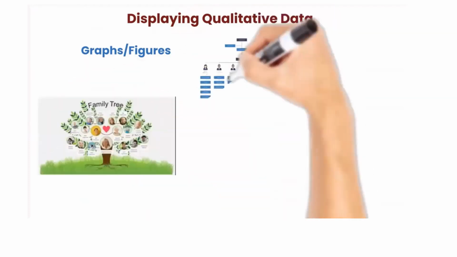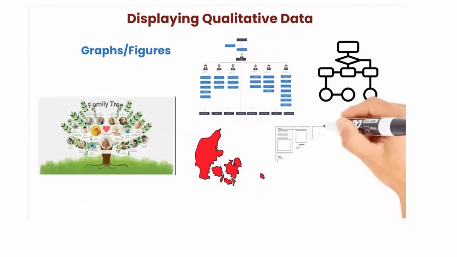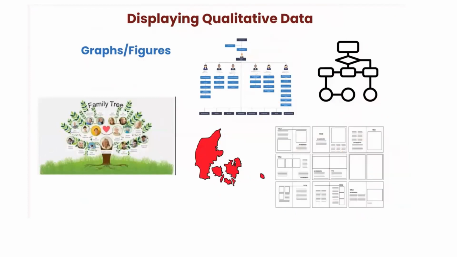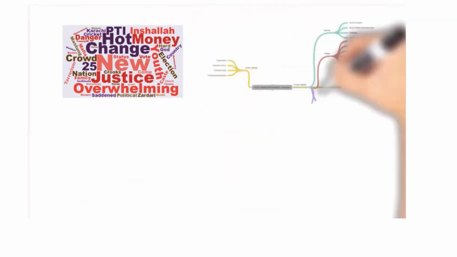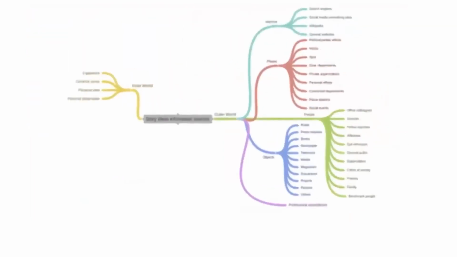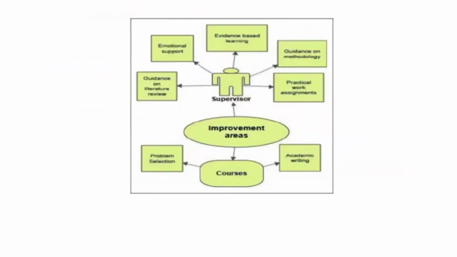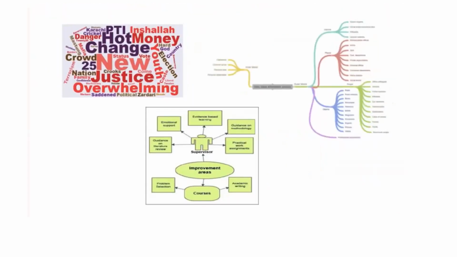Then you can also use graphs and figures for this purpose. Depending upon the nature of your study, you may insert a family tree, organizational chart, flow chart, geographic map, census tract map, or spatial layout of a study area. In this first figure, I displayed a word cloud of a politician's tweet account to know which popular words he said. In the second one, which is a mind map, I displayed how journalists conceive their story ideas differently. And in the third figure, I depicted improvement areas suggested by students in a study.